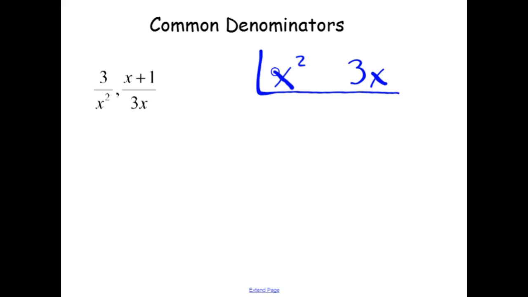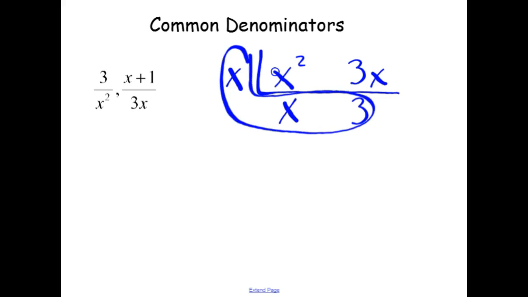So we look for what they have in common. They have an x in common, so x squared divided by x is x. 3x divided by x is 3. X and 3 don't have anything in common, so we're going to multiply those. X times 3 is 3x squared. That's going to be our common denominator. So we're going to write both of our fractions with a denominator of 3x squared.